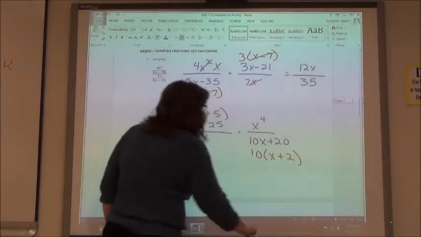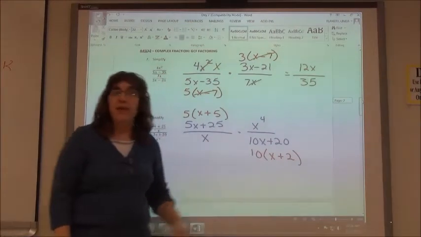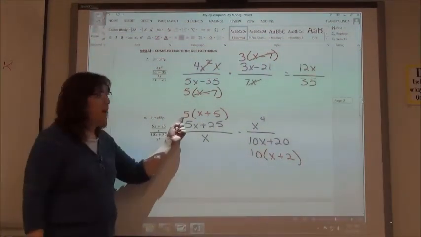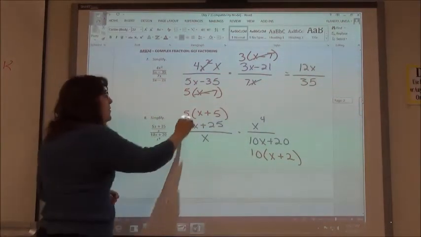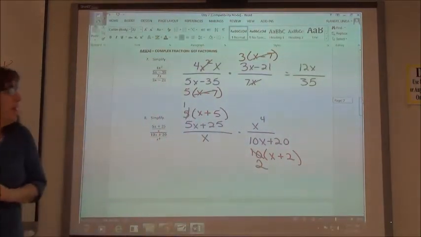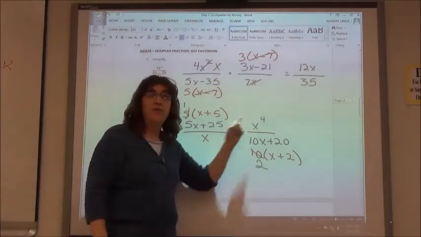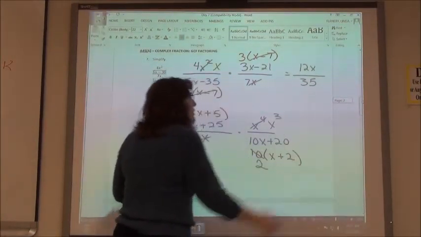So now I'm looking for things I can cancel. This time I can't cancel the x plus 5 with x plus 2. They're not the same, right? But I've got a 5 and a 10 out in front. I can reduce those down. 1 and 2. And I have a plain x and an x to the 4th. If I take out one of my x's, that's now going to be x to the 3rd, right?